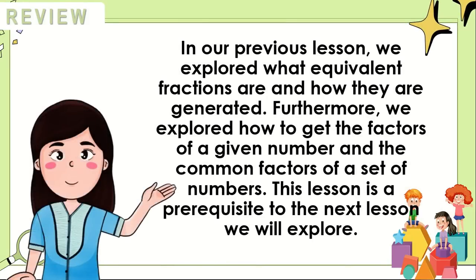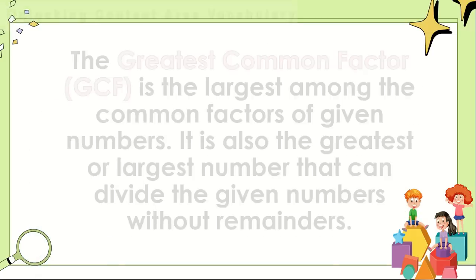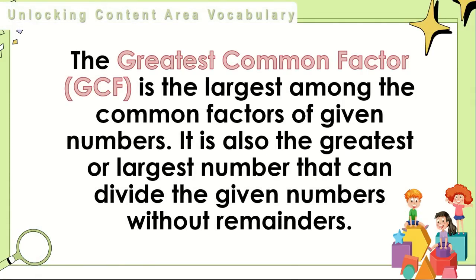In our previous lesson, we explored what equivalent fractions are and how they are generated. Furthermore, we explored how to get the factors of a given number and the common factors of a set of numbers. This lesson is a prerequisite to the next lesson we will explore. The greatest common factor, or GCF, is the largest among the common factors of given numbers. It is also the greatest or largest number that can divide the given numbers without remainders.